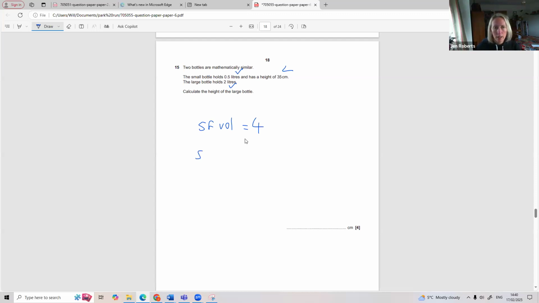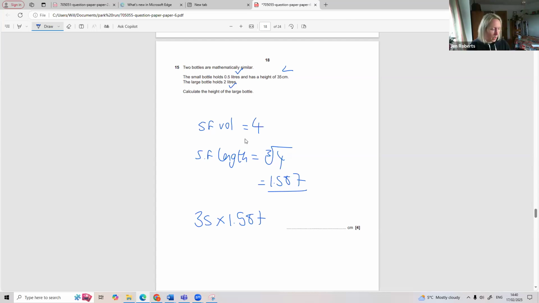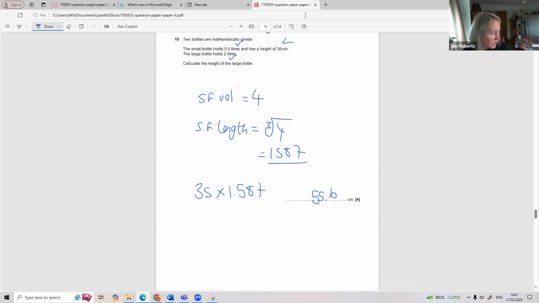How do we get the scale factor for length? We cube root that 4. 1.587. Calculate the height of the larger bottle. We know the smaller bottle is 35, so we need to times it by that 1.587. 55.6. So 55.5 to 55.6 for your answer, or 56.